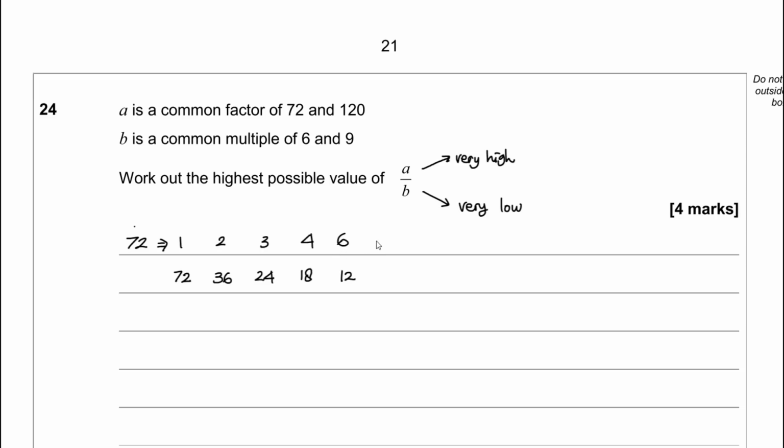Is there anything else? Divide by 7? It's not possible. Divide by 8? Yes, if you remember your timetables, it's 9. And then after 8, it's 9, but 9 is here. So I think we should stop here. These are the factors of 72.